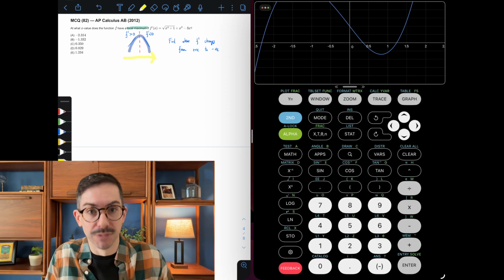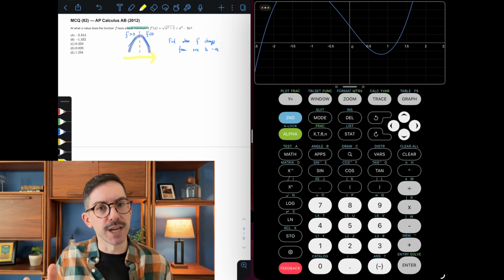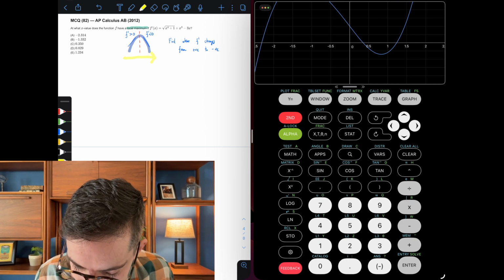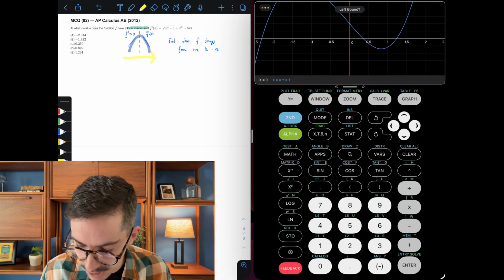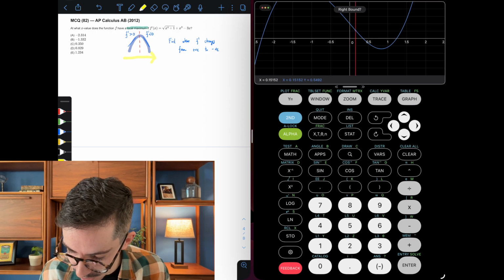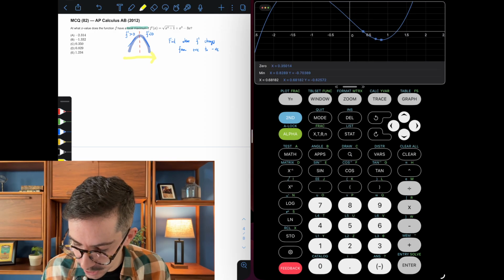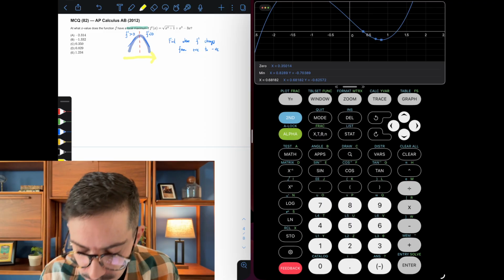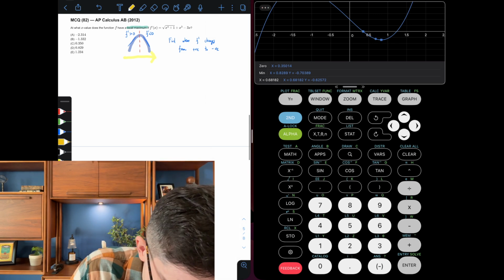But since we're here, let's actually do the calculation using the calculator just to double check. If we were crunched for time on the actual exam, maybe we would be happy with that conclusion. But we're going to hit second trace to pull up the calculate menu. I'm going to hit option 2 to give me my 0. Now I need to sandwich the x-intercept I'm interested in. So let's say there's my left bound. Here is my right bound. And then you'll hit enter one more time to make a guess. And you can see, yes, to 3 decimal places, the x-intercept occurs at x equals 0.350.